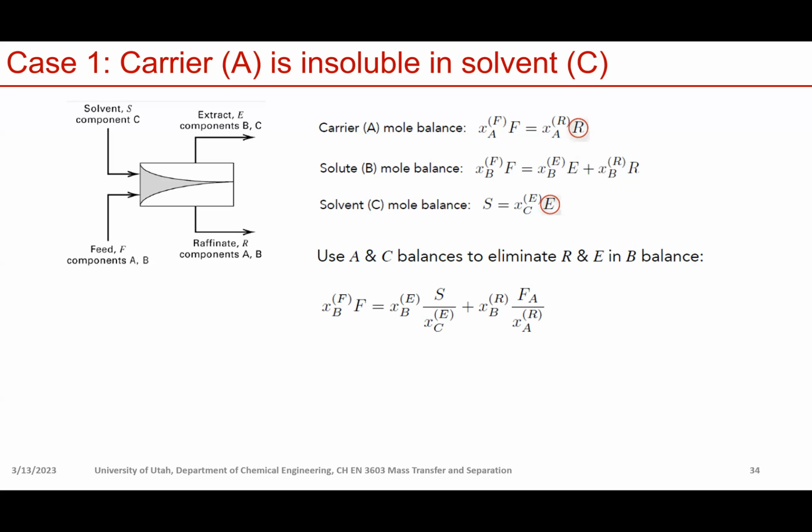So let's look at how we do this. If you look at this equation here, this is the balance for solute B. On the left-hand side, it's unchanged. On the right-hand side, we can substitute E, the flow rate of the extract, using this relationship. If you divide X_C^E to the left, then you have E equals S divided by X_C^E, and you plug that in here.